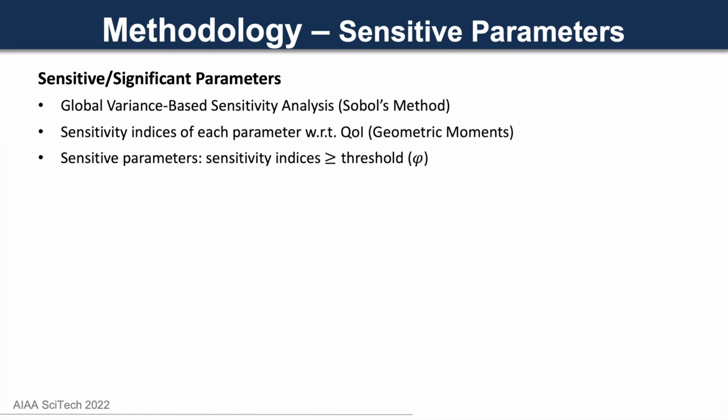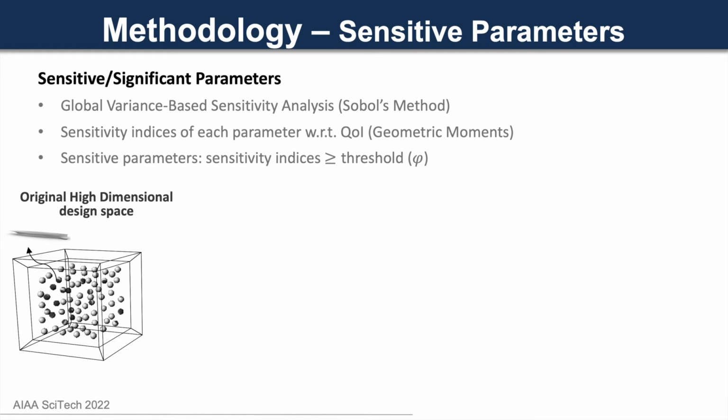So once we have our moments, we have to perform the sensitivity analysis to learn the sensitivity of the parameters. In our case, we used the global variance-based methods, Sobol's method being commonly used, and this method gives us the sensitivity index, which is a numeric value with respect to geometric moments for each parameter. A parameter having a sensitivity index greater than a predefined threshold is more sensitive compared to the other parameters.